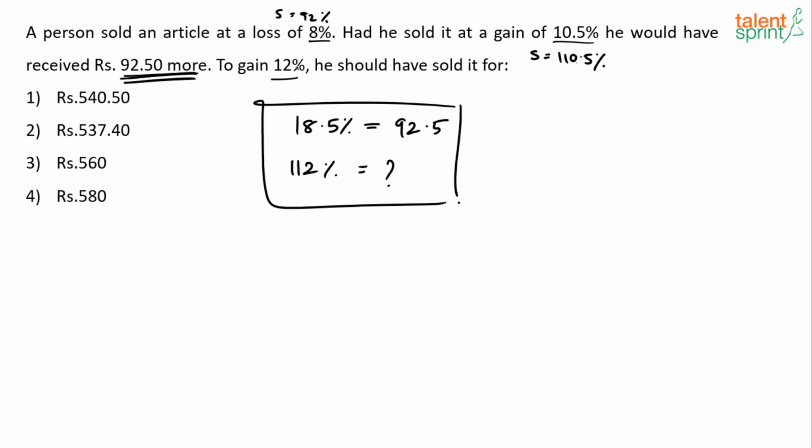Now, to gain 12%, his selling price should be what? His selling price should be 112%. So 112% is equal to what? Are you getting it? 112% will be equal to what? That's it. Cross multiply to get the answer. The question mark should be equal to 112 into 92.5 divided by 18.5. 18 into 5 is 90. 0.5 into 5 is 2.5. So 18.5 into 5 is 92.5. It's 5 times basically. 112 into 5, 560. Option 3 is the answer.